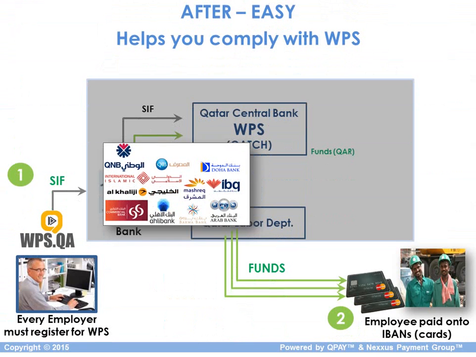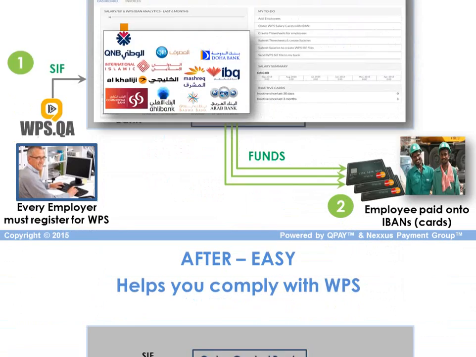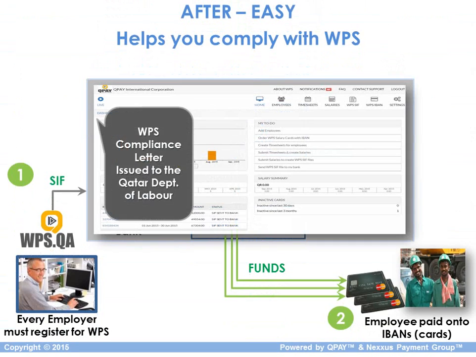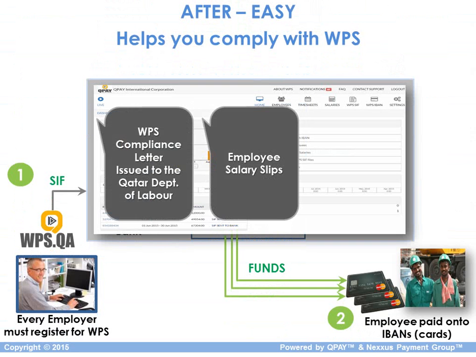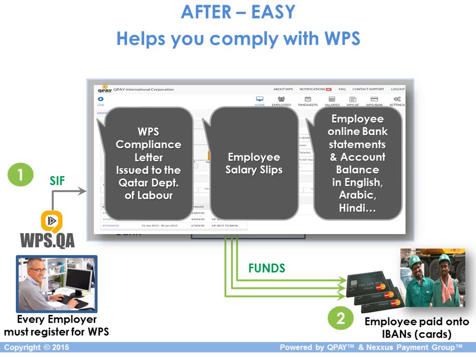You could use this system with any of your existing bank in Qatar, and the system comes with free WPS compliance letters, which are issued to the Qatar Department of Labor to notify them that you are WPS compliant. It also comes with employee salary slips, which you could use as proof that employees have been paid. And it enables employees to have online bank statements and account balances in English, Arabic, Hindi, Malayalam, and many other international languages.